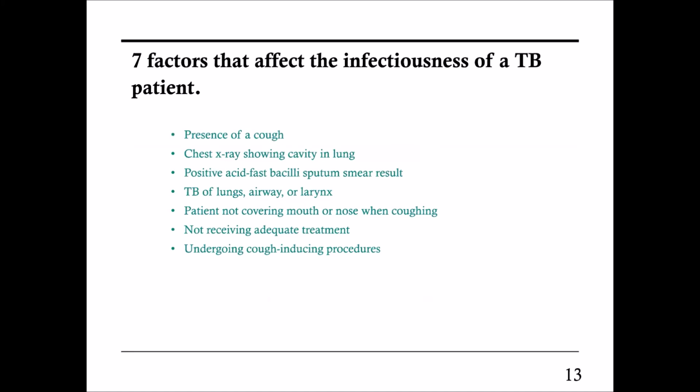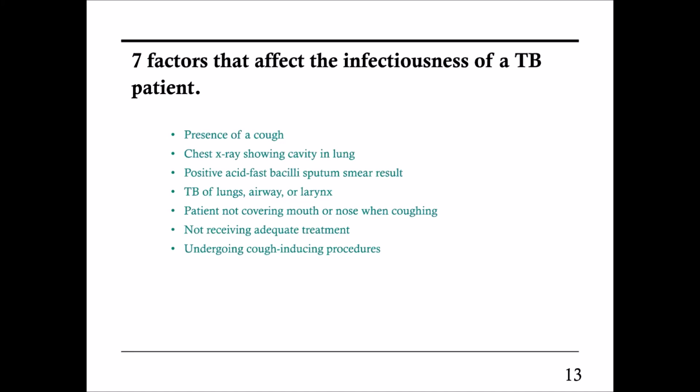Now, there are 7 factors that can affect how infectious or how contagious a TB patient is. If a patient is coughing, obviously they're going to be making aerosols, and that's going to be worse than a person, for example, who is not coughing. If a chest X-ray shows a cavity in the lung, that means there's like an abscess in the lung, and there might be 1 billion TB organisms inside a cavity. Those are going to be more contagious than someone who did not have lung cavities.